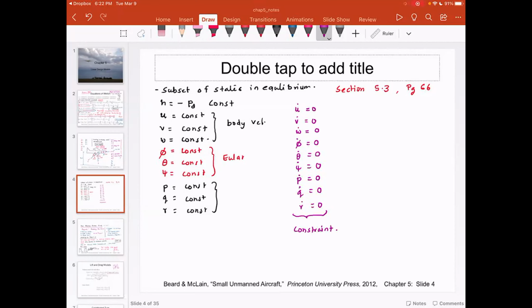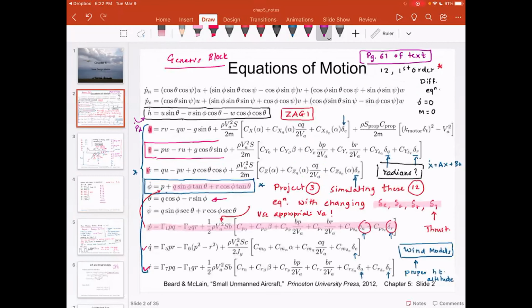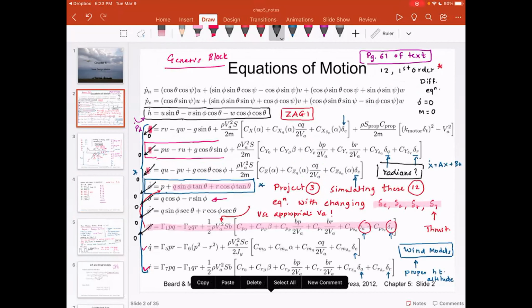Now what I want to do is take these constraints and go a step back. You will notice all these constraints are on the left-hand side of this equation. So this guy has to be zero. This guy has to be zero. All of these have to be zero.